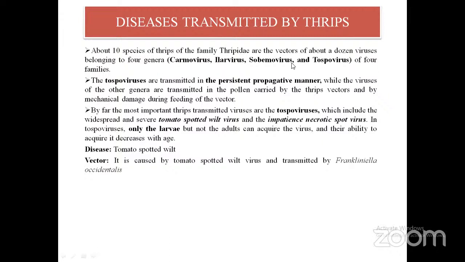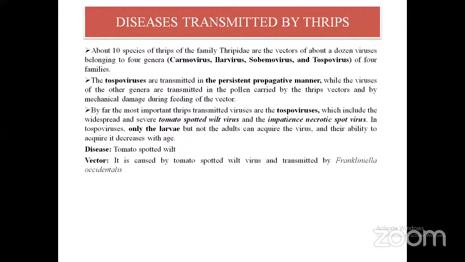The tospoviruses are transmitted in the persistent propagative manner. So there is persistent transmission, and also the virus multiplication will be inside the insects, while the viruses of the other genera are transmitted in pollen carried by the thrips vectors and by the mechanical damage during the feeding of the vectors. Generally, thrips are always present on the floral parts. So they can transmit the virus through the pollen also, but tospoviruses are transmitted in the persistent propagative manner. In this way, they can act as an efficient vector of these tospoviruses.